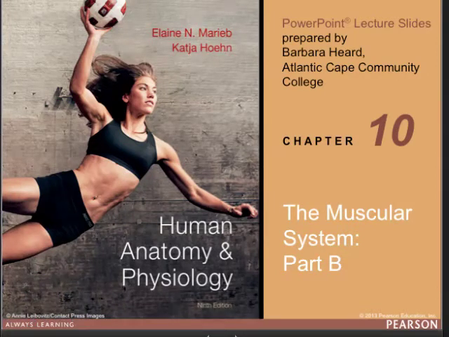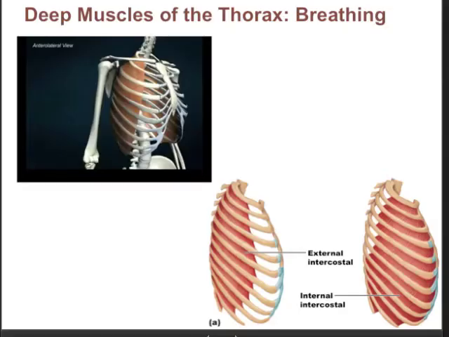Okay, we're continuing with part B of the muscular system. We're going to move into the muscles of the abdominal region and the thoracic region. And we're going to look at a little bit more detail at the muscles that allow us, for instance, to breathe. The muscles of respiration include the diaphragm and the external and the internal intercostals.